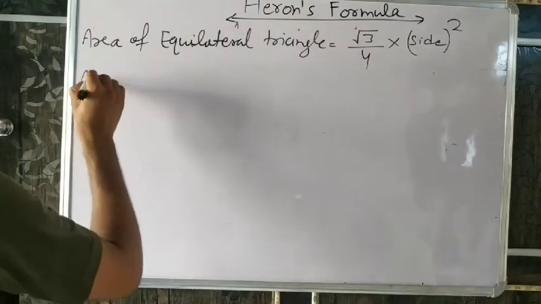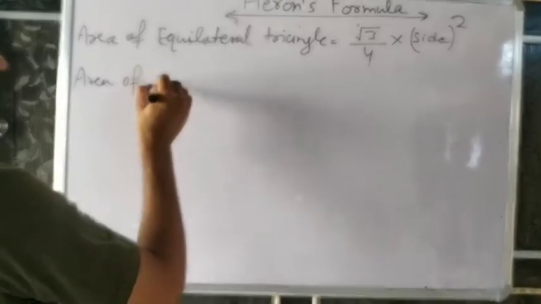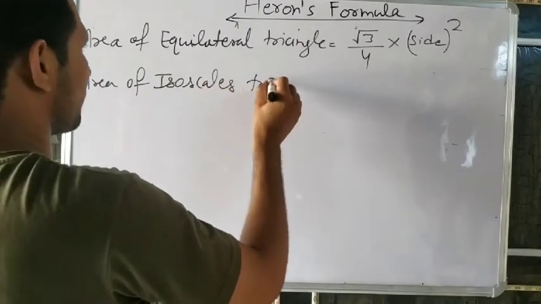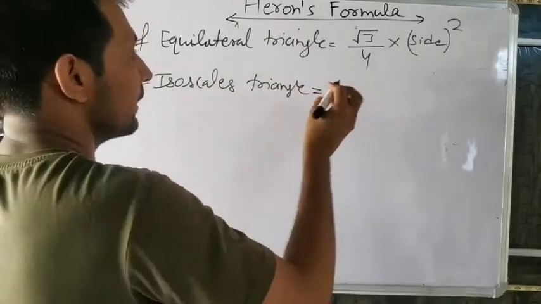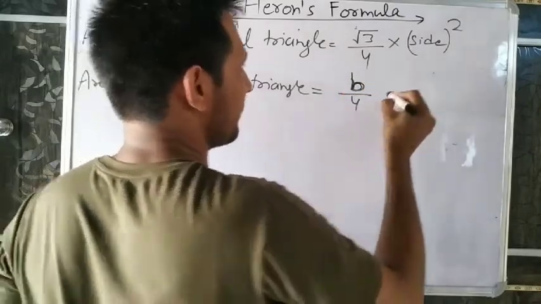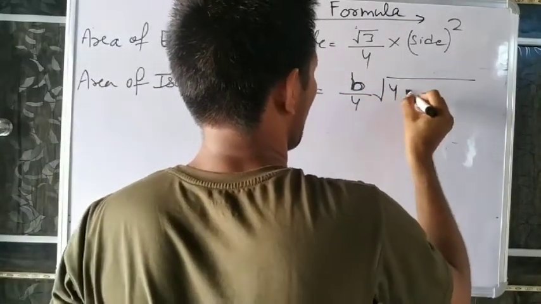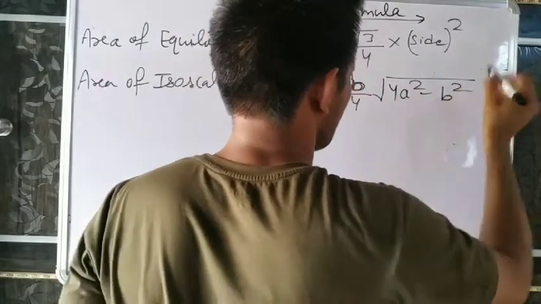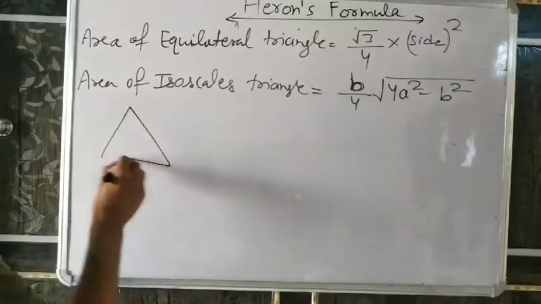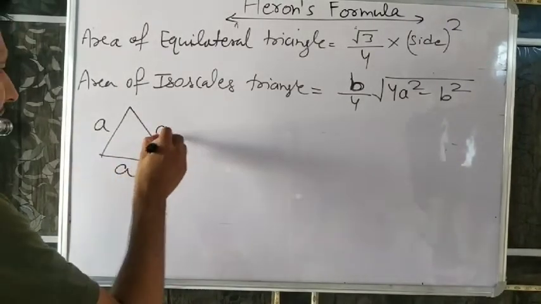So now area of isosceles triangle. What is b divided by 4? b, you understand? The unequal side, b, and 4a square minus b square. It is. Understand? So in the first question, what is given? A traffic signal board indicating school ahead is an equilateral triangle. Side is a, side is a.